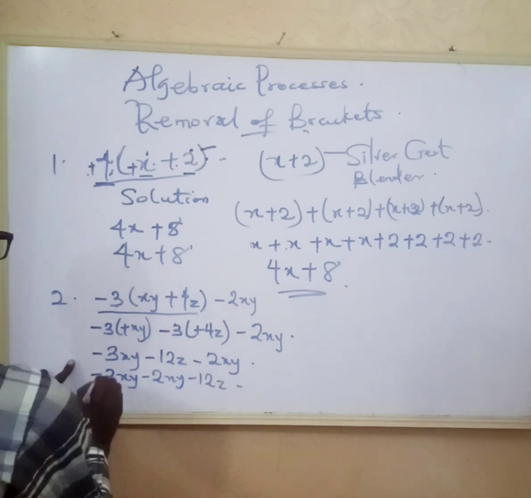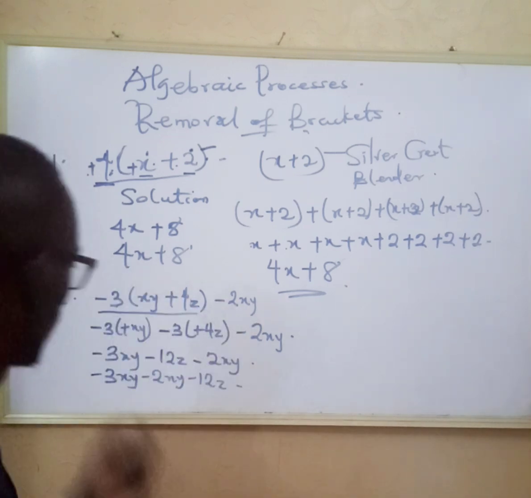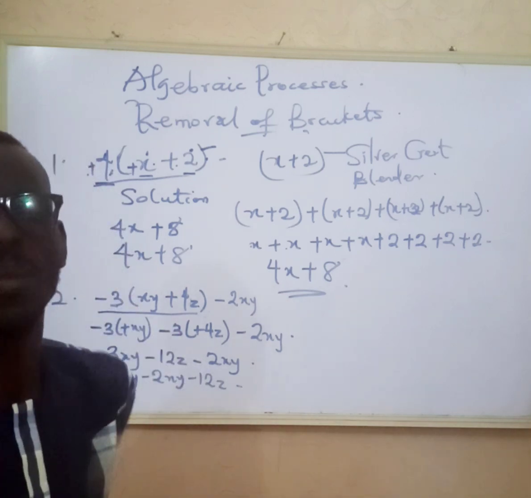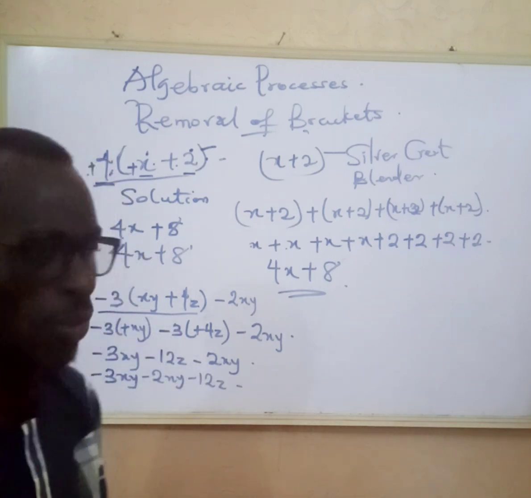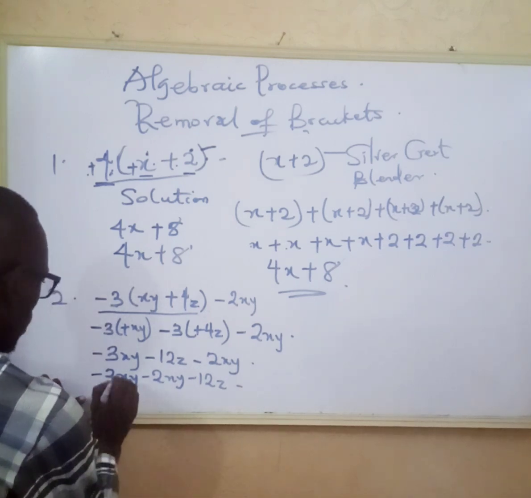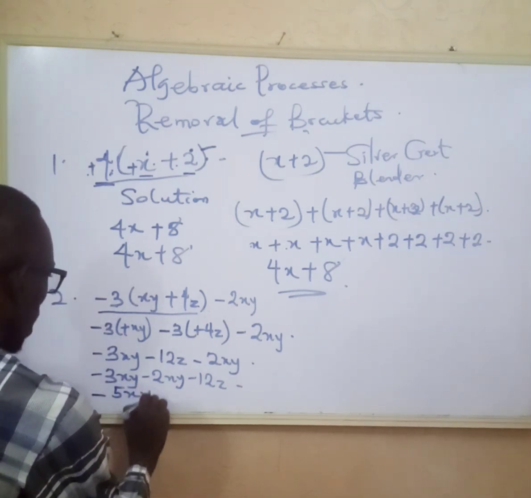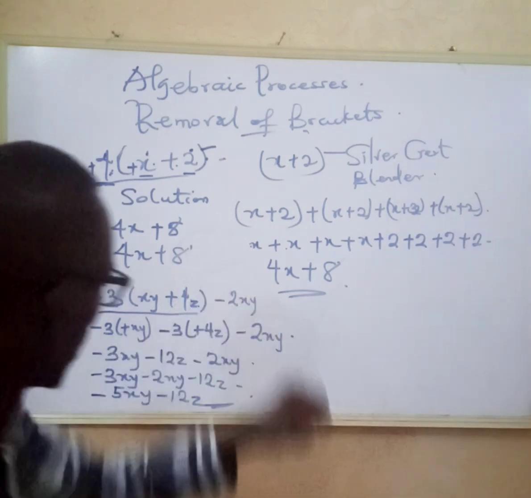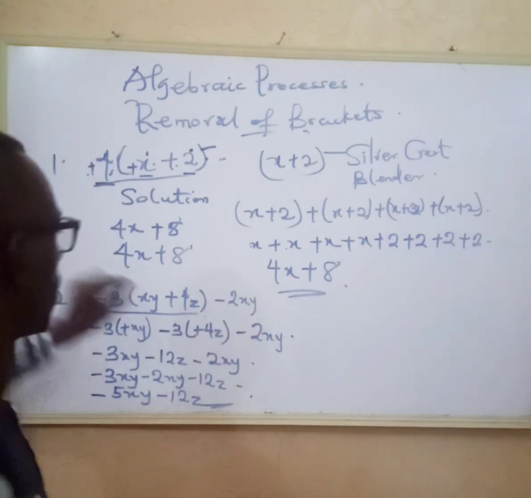That simply means that you are owing someone 3 naira, you are owing another person 2 naira. That means the money you are owing that you have to pay is 5. Owing simply means negative, that is minus 5sy minus 12z. That is the simplified form of this question.